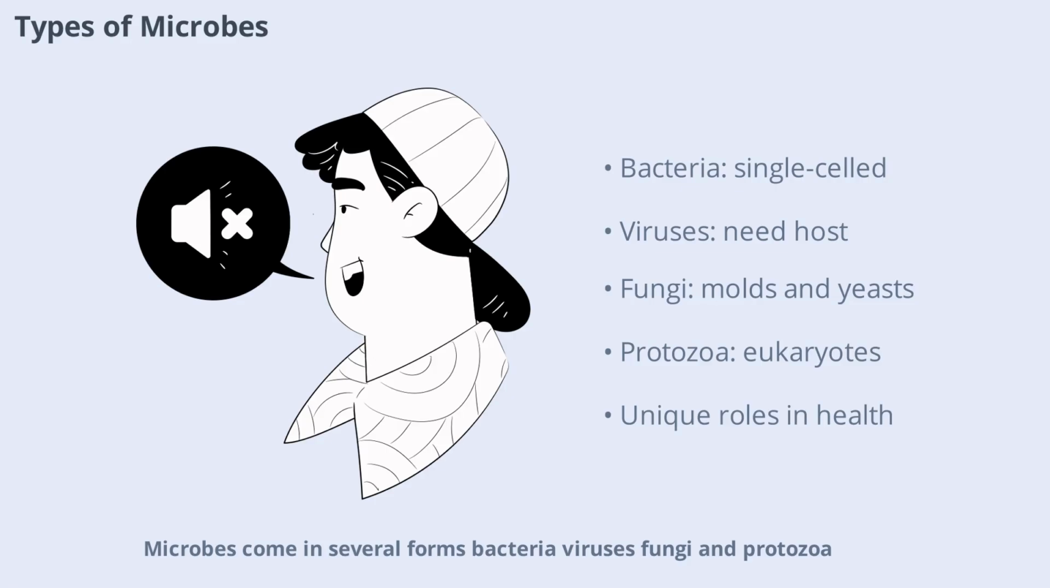Microbes come in several forms: bacteria, viruses, fungi, and protozoa. Bacteria are single-celled organisms with diverse shapes and functions. Viruses are much smaller and require a host to reproduce. Fungi include molds and yeasts, often involved in decomposition. Protozoa are single-celled eukaryotes, some of which cause diseases like malaria. Each type of microbe has unique characteristics and roles in ecosystems and human health. Understanding these differences is key to recognizing how infectious diseases develop and spread.